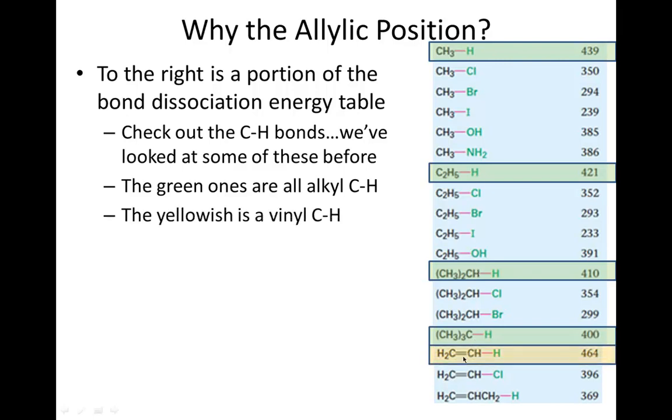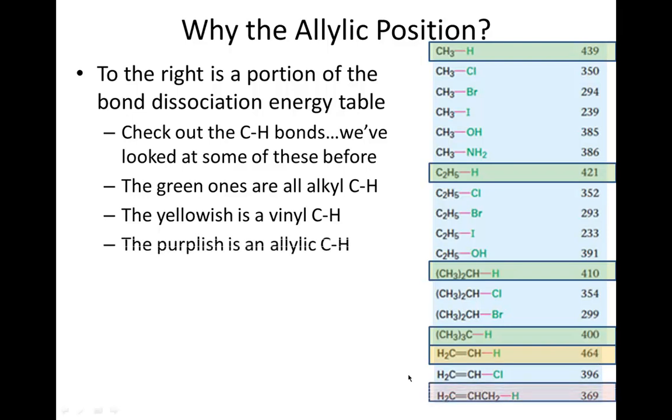And then I have this one I've highlighted, and this one is a vinyl CH. And you notice that it's more than any of the alkyl type CHs. And then this one down here is allylic. So it's one carbon away from this double bond, and it's 369. And if you look at that, that's the smallest of all of these that are highlighted. So which one is easiest to break? Well, it's the smallest one, which is the allylic position CH bond, which tells you a little bit about why we're doing this.